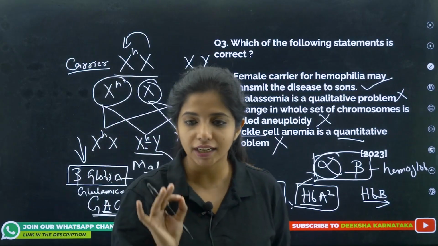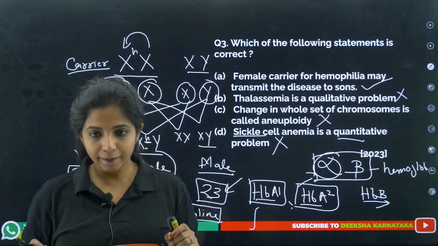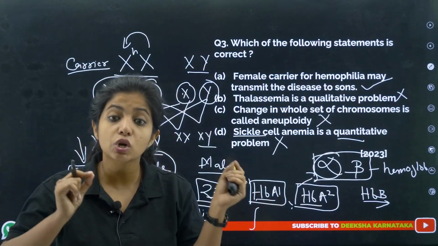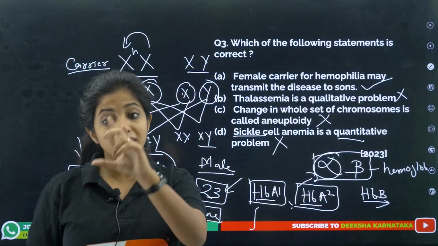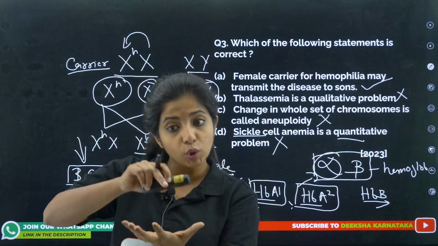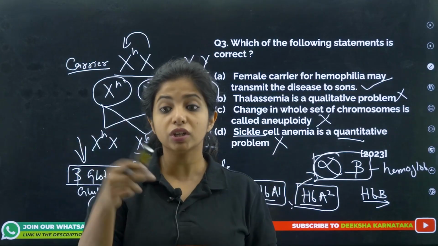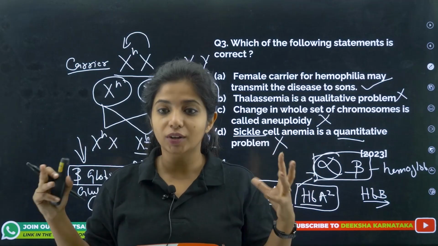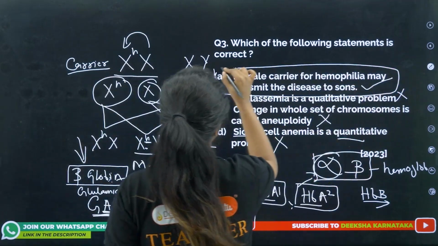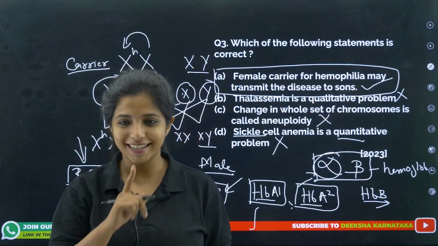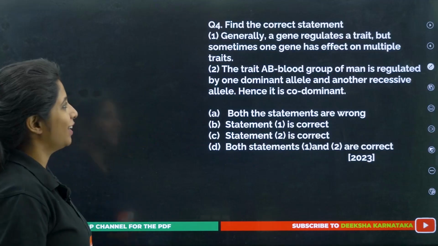Thalassemia is a quantitative problem. It messes up with the quantity of the proteins being produced. Sickle cell anemia is a qualitative problem. You can write like that. How you can remember is this: what is the normal cell shape? Discoid shape, or basically round oval shape. But over here you are changing the shape of the cell to sickle, so that is messing up with the quality. You can remember like that. So this becomes the correct answer. This came in KCET 2023. It happens. Okay, next question.